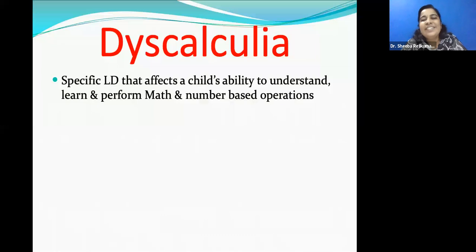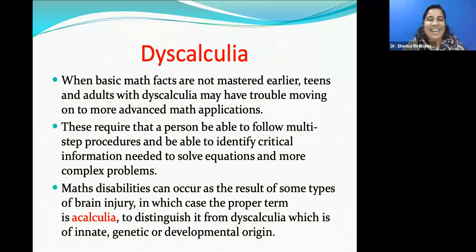It's a specific LD that affects a child's ability to understand, learn, and perform math and number-based operations. Many of us never knew we were dyscalculic. Many of us were performing high in many other subjects, but getting poor marks in maths, never knowing what the real problem was. Perhaps it can be dyscalculia.